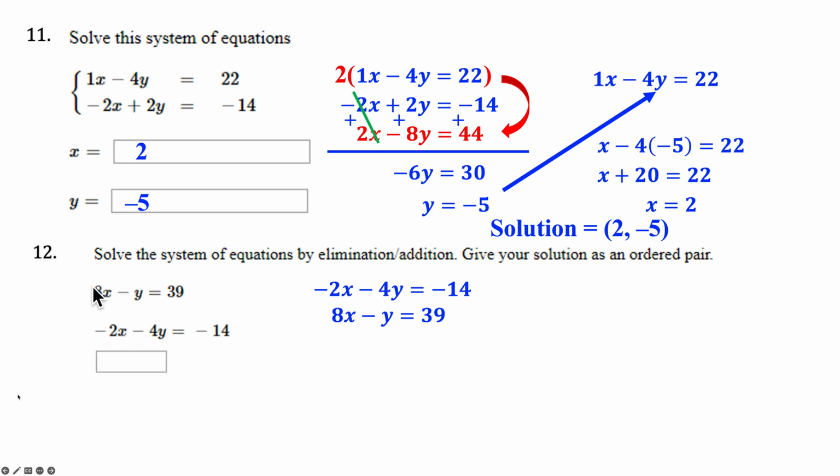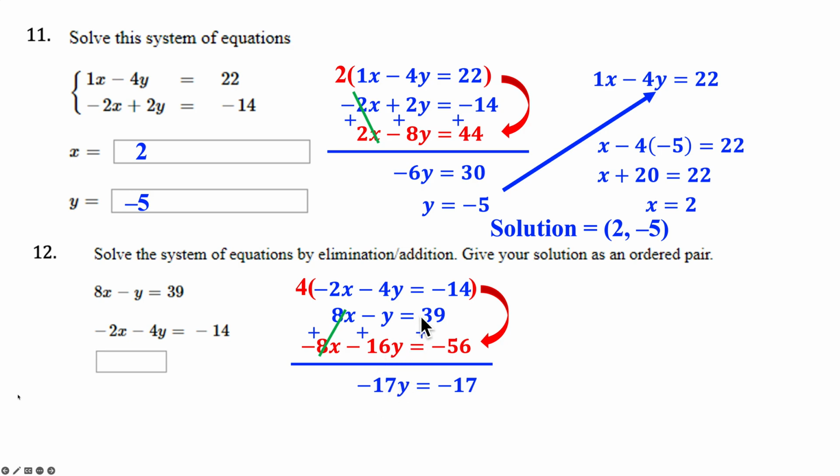So seeing that I got to multiply 2 by 4, I am going to put that equation first, multiply by 4, and then quickly line it up underneath the 8x minus y. So negative 8x minus 16y, again, calculator, 4 times negative 14, negative 56. X's cancel. Negative 1y minus 16y, negative 17y. 39 minus 56, negative 17. Divide by negative 17, y is 1.